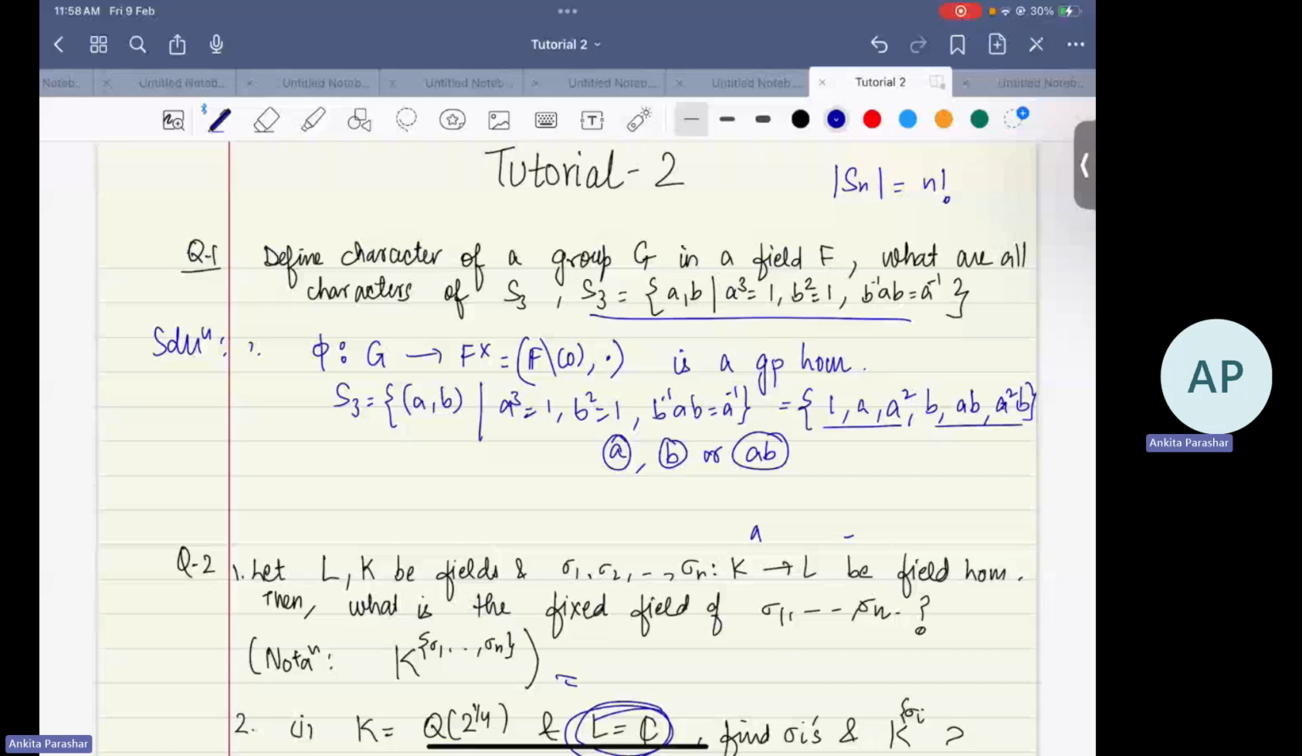Now we will use a few more relations. We are given that B inverse AB is A inverse. I'll highlight: B inverse AB is A inverse. Knowing A cube is 1, that means A into A square is 1, so A inverse is A square. Also, B square is 1 implies B is B inverse. So you can simply write that AB is B and then A inverse, which is A square.